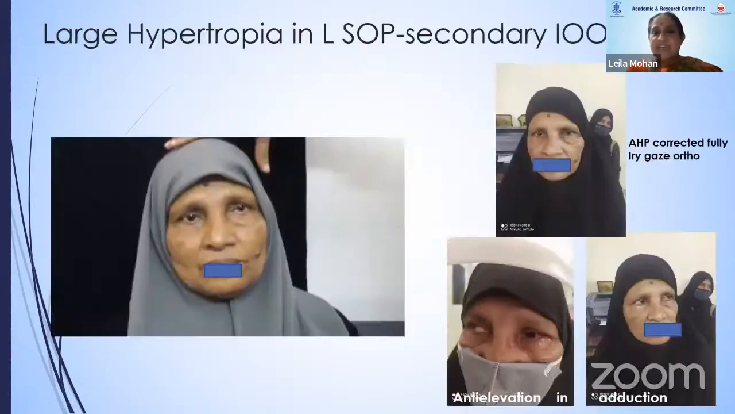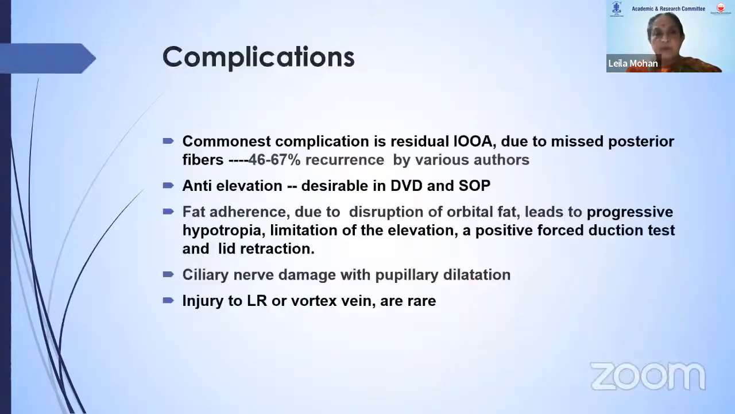She has some amount of anti-elevation after doing the inferior oblique transposition, anteriorization. But she is happy because the head posture is gone and in primary position, and in depression there is no hypertropia.